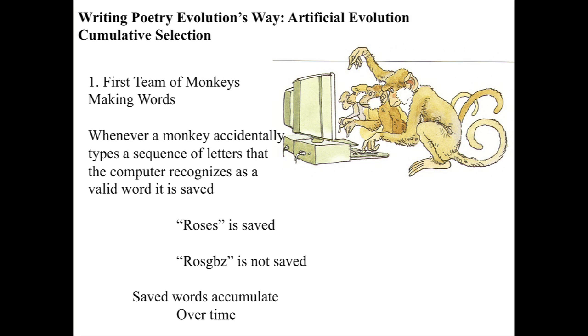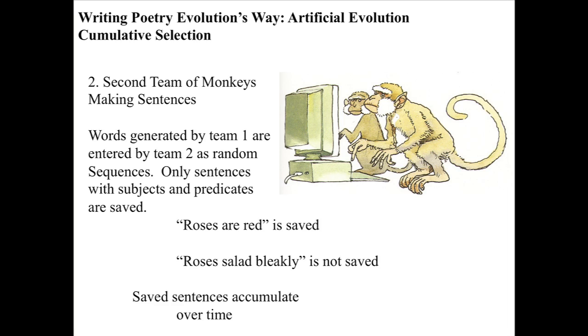Artificial evolution by cumulative selection. Let's take a first team of monkeys, for example. They make words. Whenever a monkey accidentally types a sequence of letters that a computer would recognize as a valid word, it'll be saved. Roses is saved. Rosebigs is not saved. Saved words then accumulate in that computer over time. The second team of monkeys makes sentences. Words generated by team 1 are entered by team 2 as random sequences. Only sentences with subjects and predicates are saved. Roses are red is saved. Roses salad bleakly is not saved. Actually, it might be in my computer. But anyway, saved sentences then will accumulate over time in computer number 2.